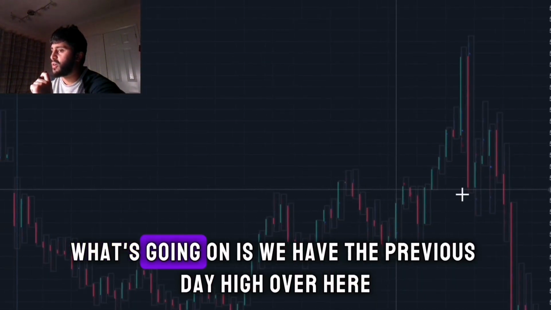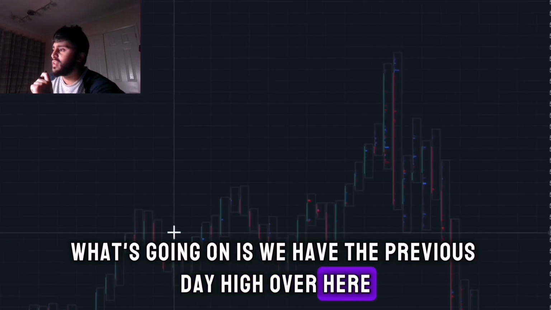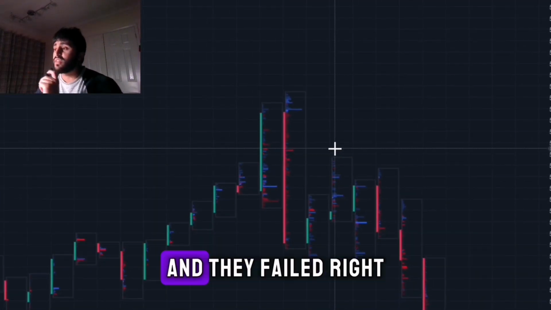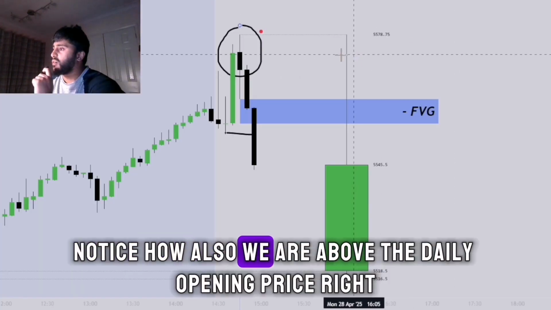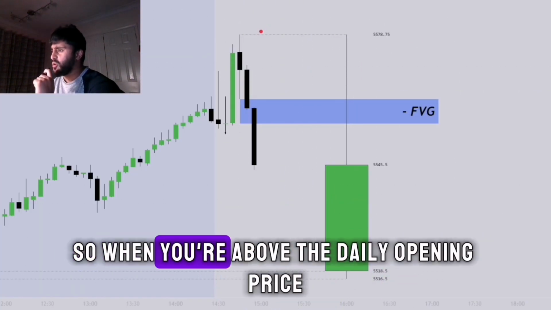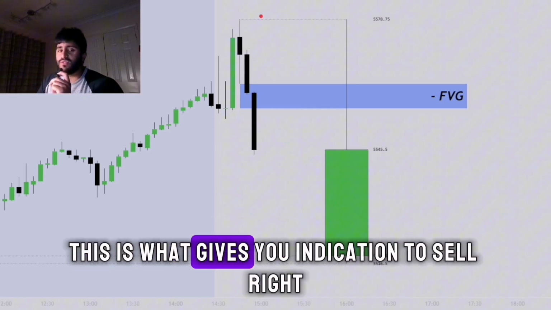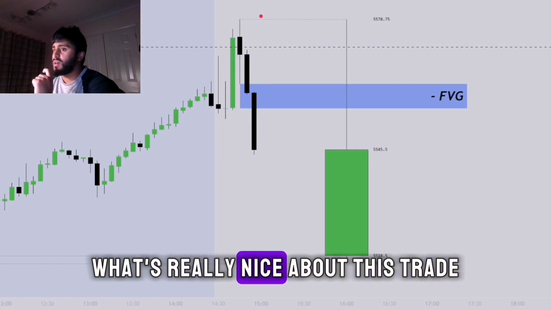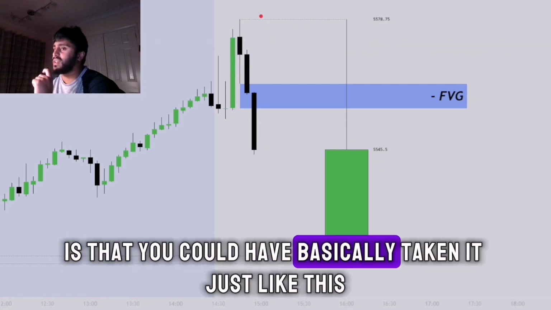In this sense, what's going on is we have the previous day high over here. That was swept over here. Notice how we had a lot of buyers that were trying to drive price higher and they failed, right? Notice how also we are above the daily opening price, the daily opening price being all the way down here. When you're above the daily opening price, this is what gives you indication to sell, right? And what's really nice about this trade is that you could have basically taken it just like this.